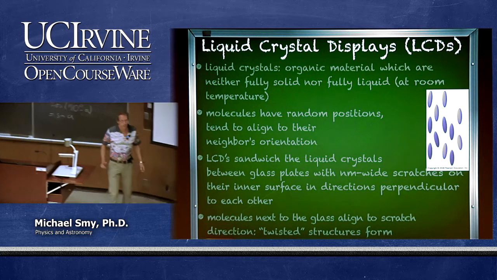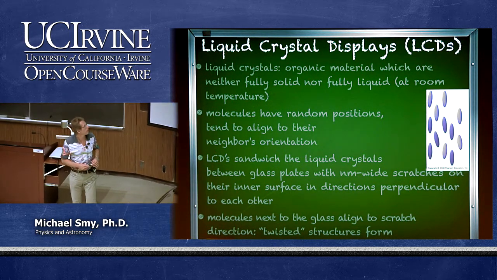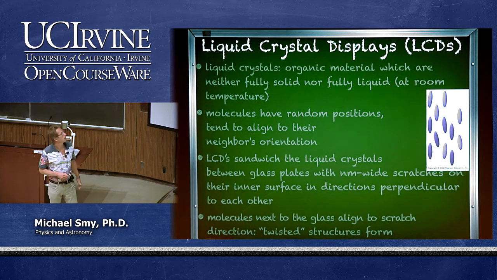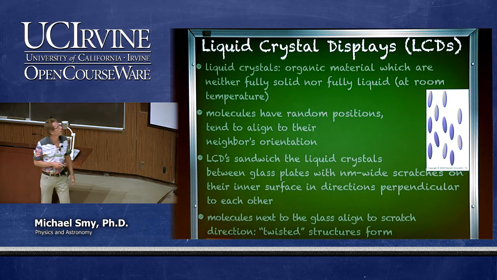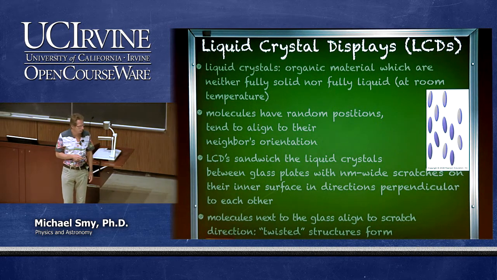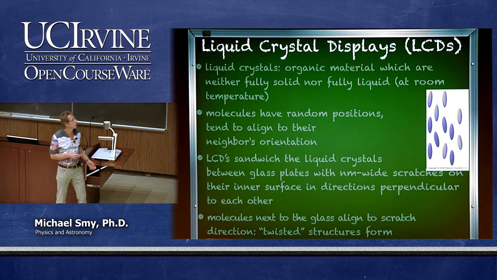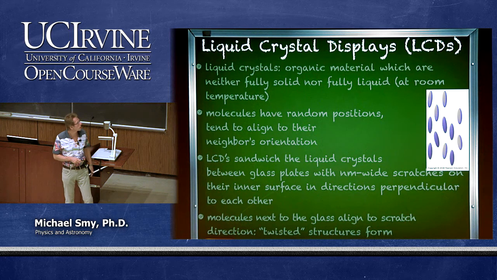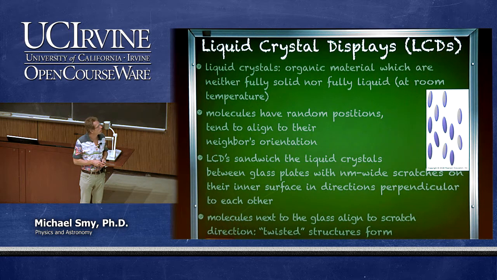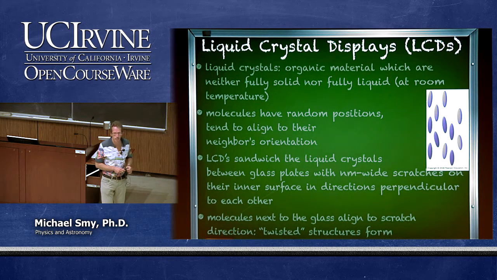So polarization has many applications. In particular, one that is interesting are liquid crystal displays. Liquid crystal is an organic material which is neither fully solid nor fully liquid, at room temperatures at least. It consists of long molecules, and they tend to have random positions, but not random alignments. They tend to align themselves to their neighbor's direction.